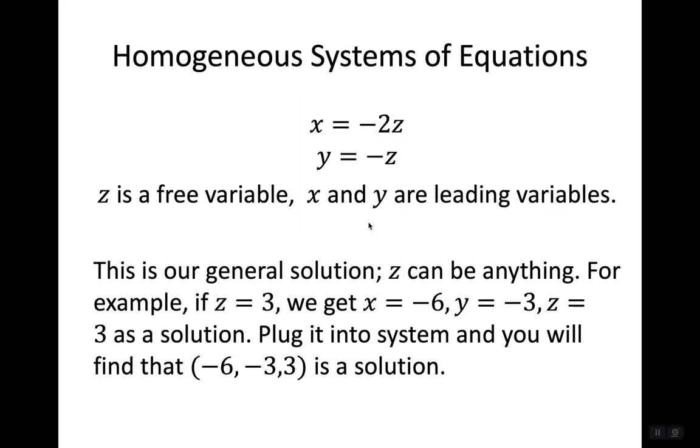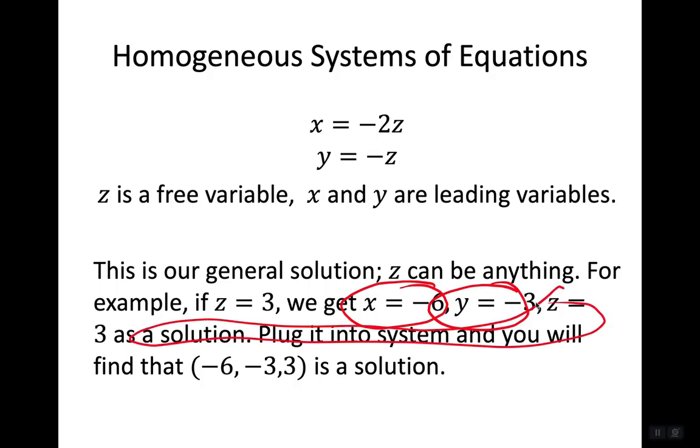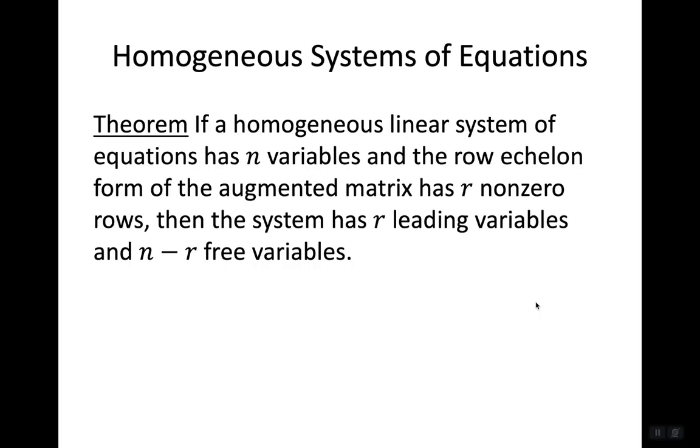z can be anything. For example, if z equals 3, let's plug z equals 3 into this. We're going to get x equals negative 2 times 3, which is x equals negative 6. We're going to get y equals negative 3, and of course z equals 3. So yes, that would be a solution: negative 6, negative 3, 3. There are infinitely many solutions.